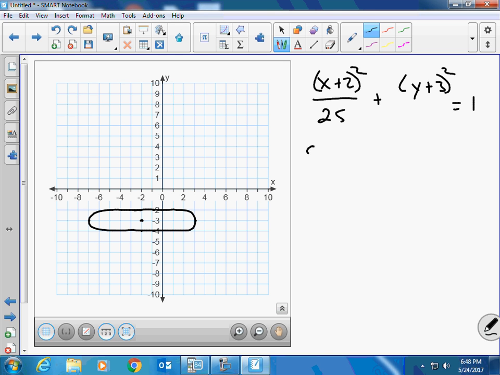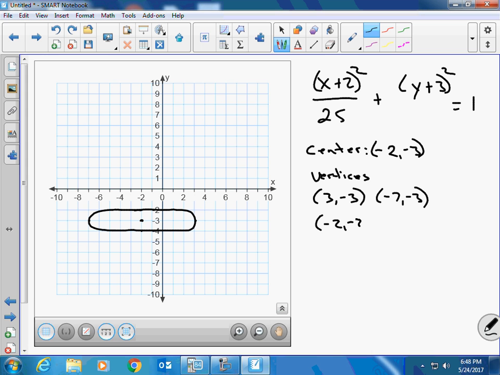I know my center. So if it asked, my center is at -2, -3. My vertices are at 3, -3, and at -7, -3. Going out 5 in each direction from -2. And my vertices are at -2, -2, and at -2, -4. Going down 1 in each direction from my y-coordinate. All right, focal point.